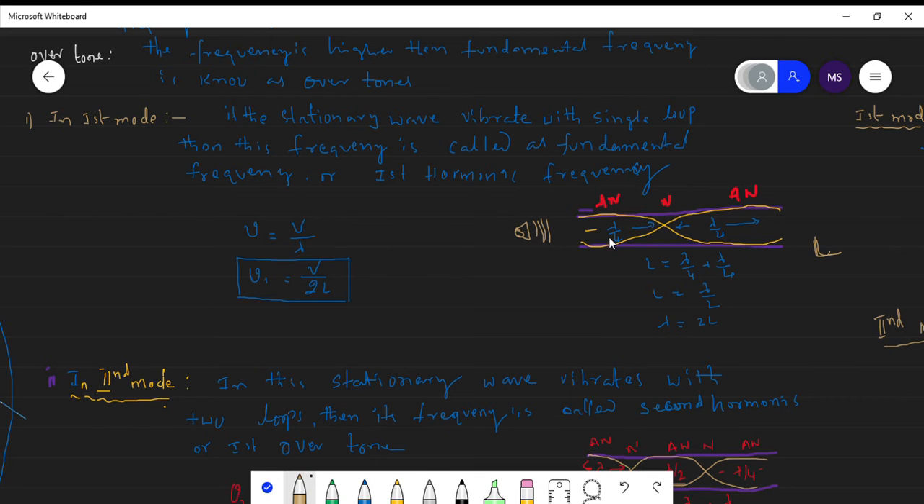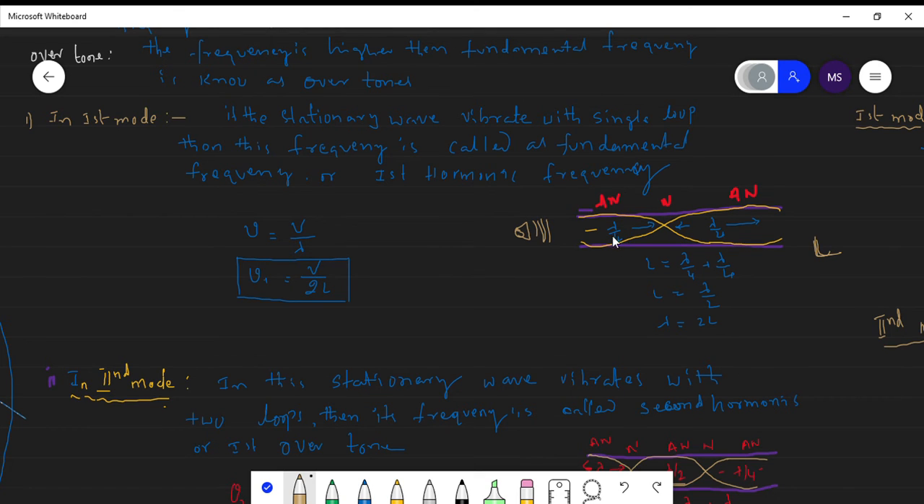So in this, two antinodes and one node are formed. Antinodes are where the vibration is maximum. A node is where the vibration is minimum. Here the distance between an antinode and a node is lambda by 4.